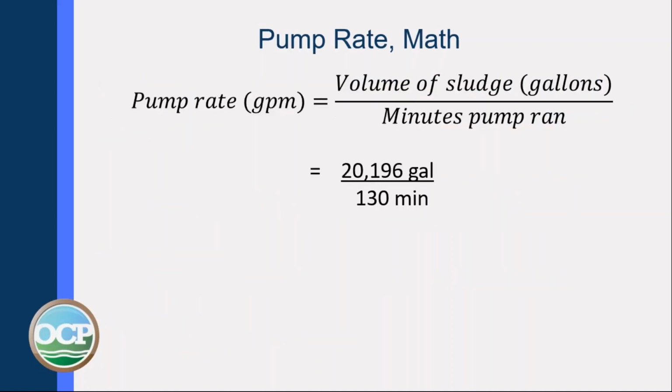So then you take the volume of sludge in gallons divided by the minutes the pump ran. So 20,196 gallons divided by 130 minutes means the pump rate was 155.35 gallons per minute. So it's volume of sludge in gallons divided by the minutes it took to pump the volume that you're putting on the beds.